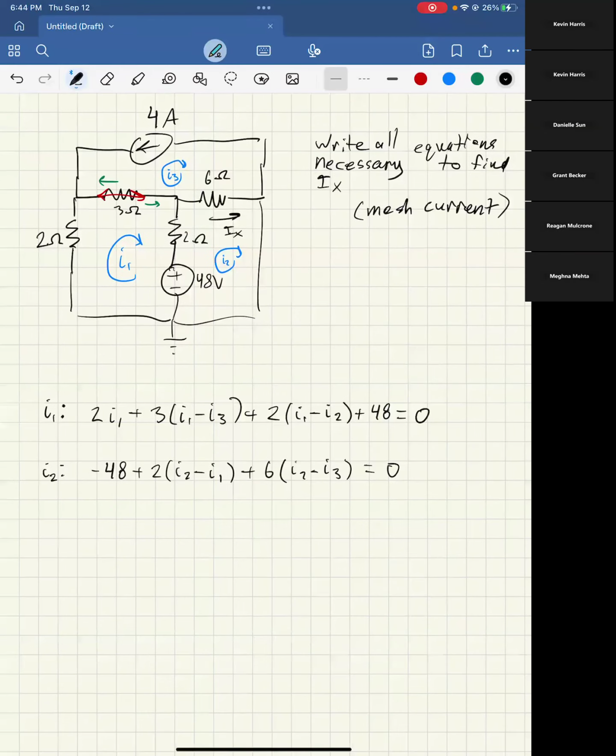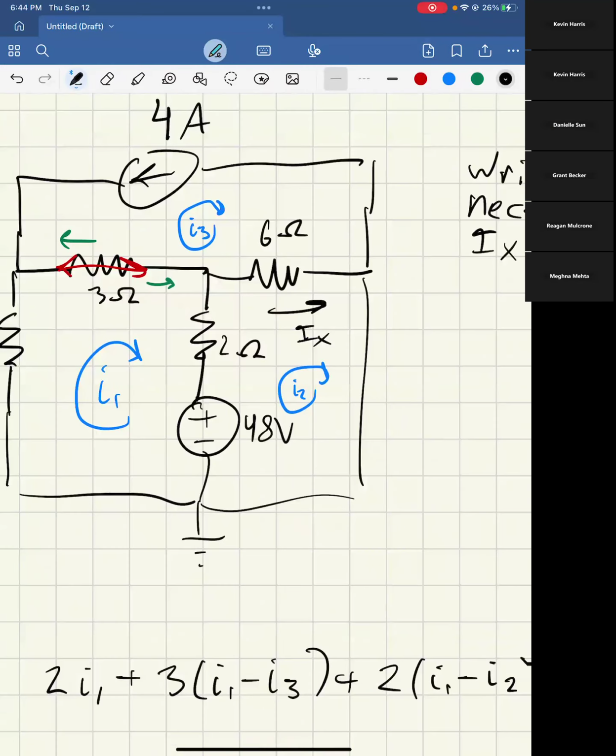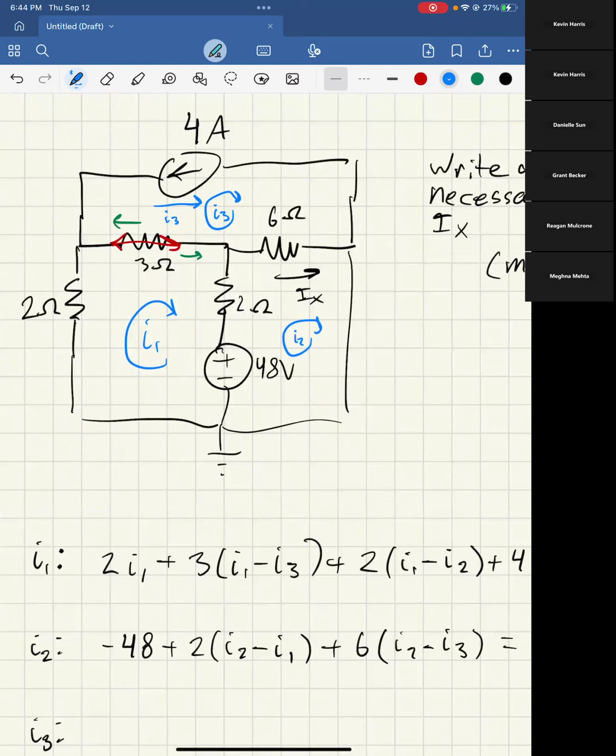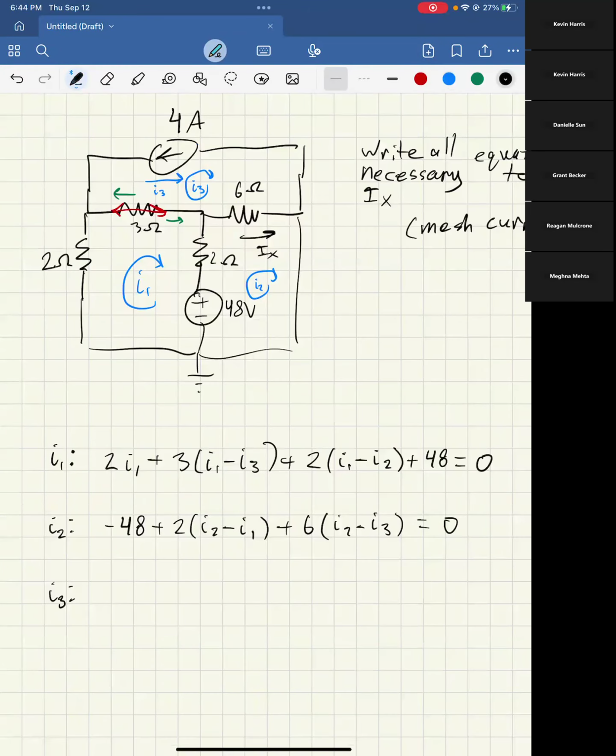So then I3 might look a bit tricky at first, but actually it's easier than the other ones. You might look at that 4 amp source and say, I don't know the voltage across that 4 amp source. And you'd be correct. However, there's nothing else connected to it, and since the 4 amp source literally defines the current through that path, what we can say is that I3 equals negative 4 amps.